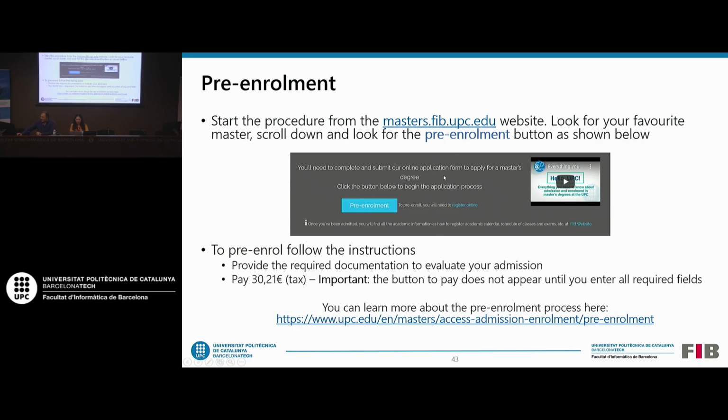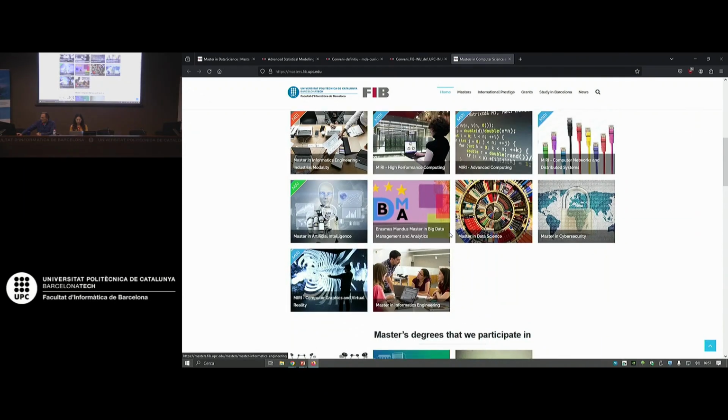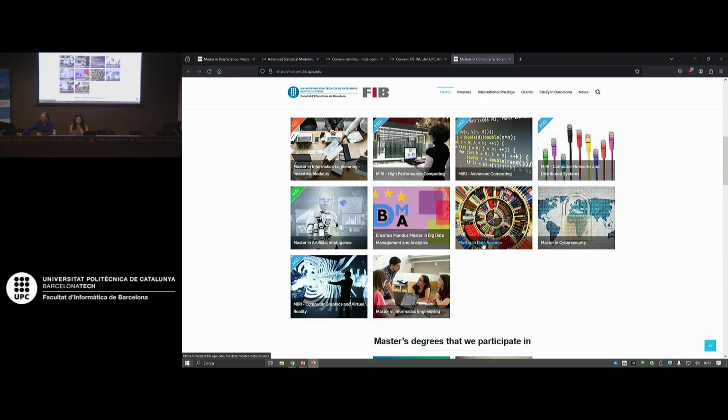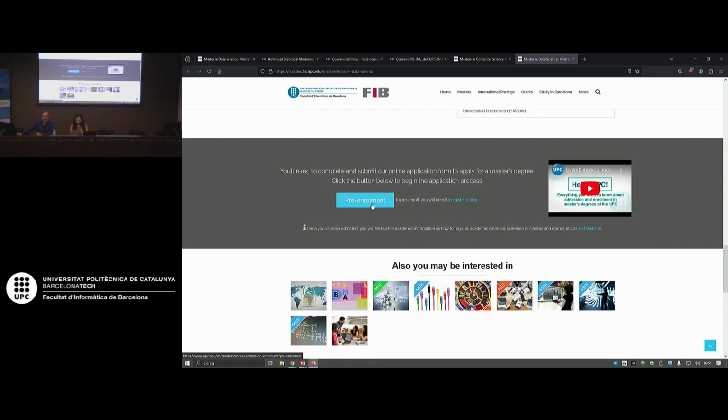For the pre-enrollment, again go to the masters website, masters.fib.upc, go to the Master in Data Science, and start the first step by clicking on this button. When you click here, you go to Prisma, which is our corporate system, and there you need to register if you are not yet registered, start filling in your data, pay the taxes, and from there you start the process that I mentioned before.